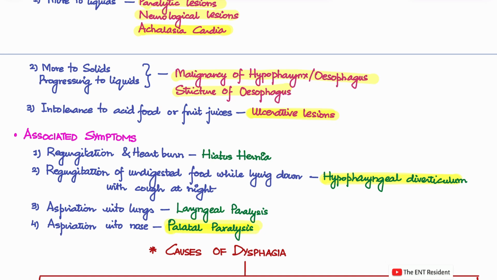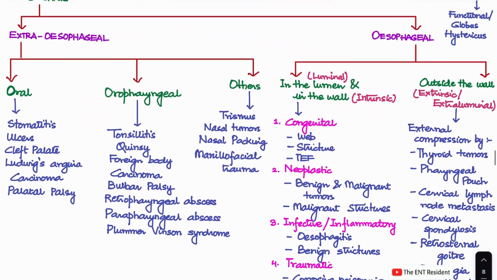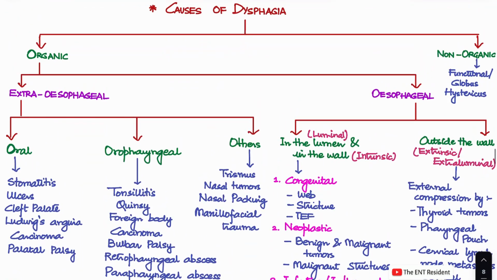Now I'll discuss the causes of dysphagia. This is again not a very exhaustive list. This is just to give you a rough classification of how you could classify a case of difficulty in swallowing, or dysphagia. It could be classified into organic and non-organic. Non-organic is basically the functional cases, which is also known as globus hystericus.